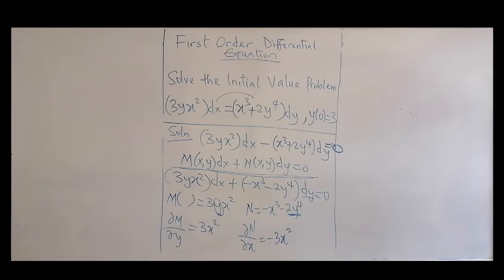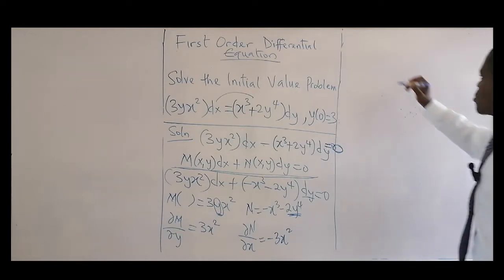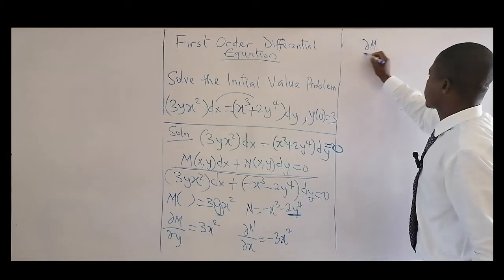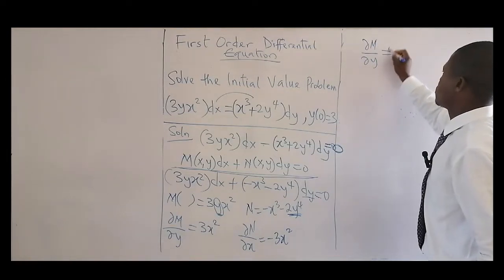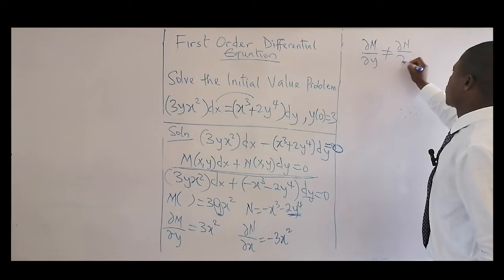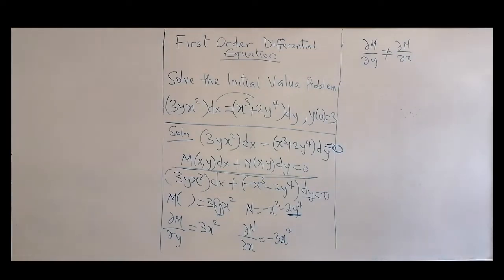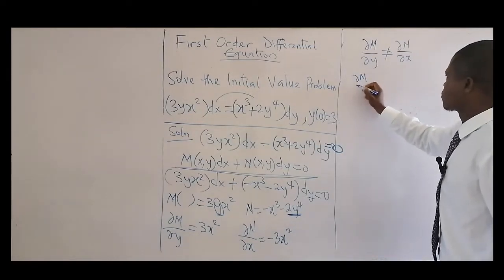Okay, so is it exact? Are the two partial derivatives equal? No, they are not equal to each other. But that's not the end of the road. Let's see if we can still make it exact. Let's check this equation.